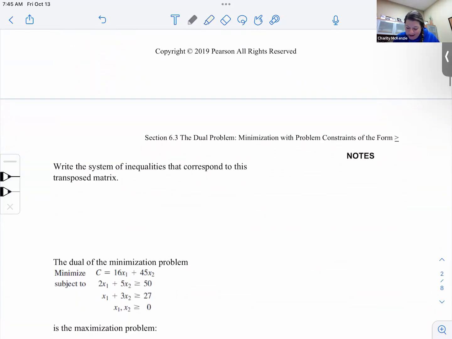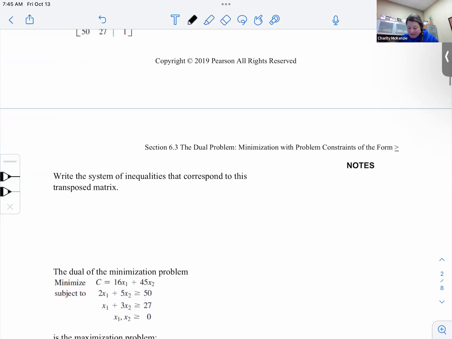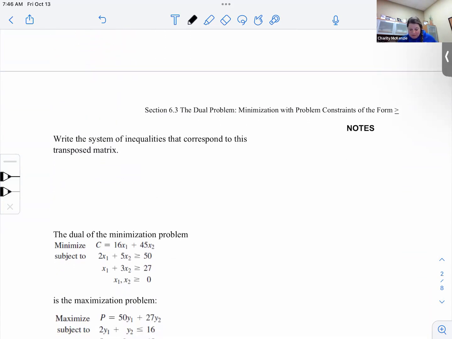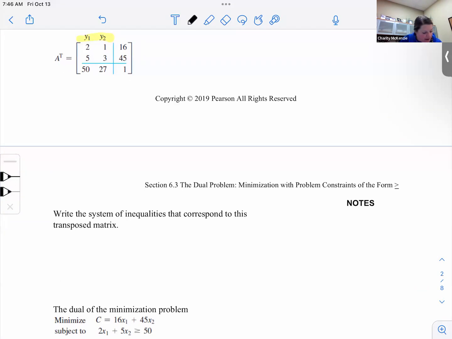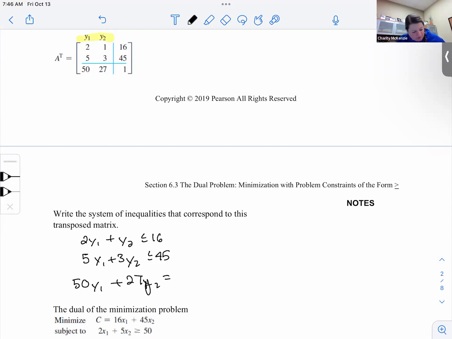Our next step is to write the equations that we see from this new problem. Our new equations will now look like 2y1 plus y2, and instead of greater than, it's now going to be less than or equal to 16, because we have now transposed it to a maximize. And then from here, it's going to be 5y1 plus 3y2 less than or equal to 45. Now this will become like our profit. So it's 50y1 plus 27y2 equals, we'll just say P. So we'll use C on our min and P for profit. Okay, we've now set up our first problem.